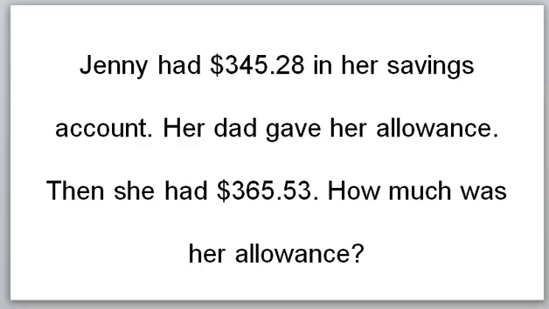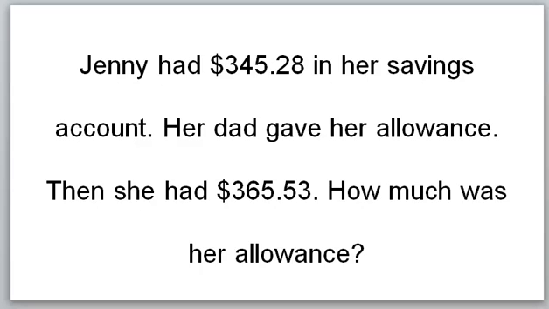Again, page 17. Today we're going to be talking about Jenny, and she's got some money in her savings account, and then she gets some allowance from her dad, and then we know how much money she has now, but we're not really sure how much she actually got for her allowance.